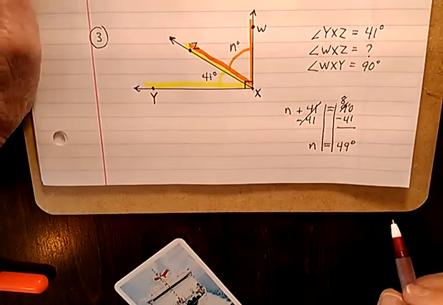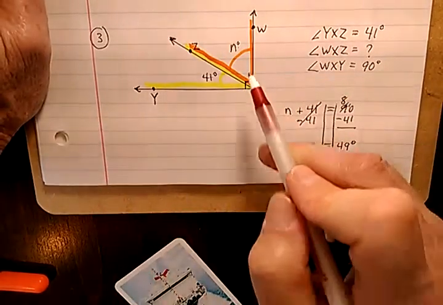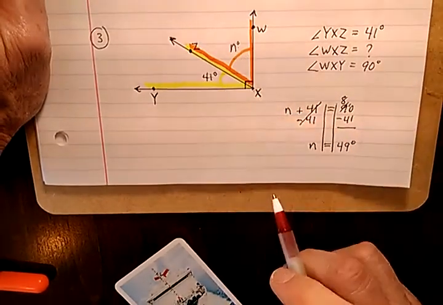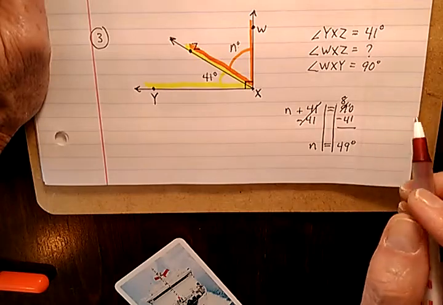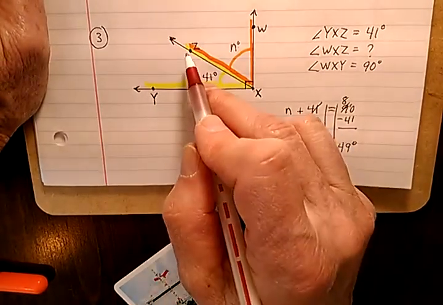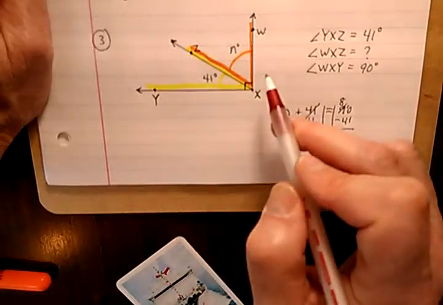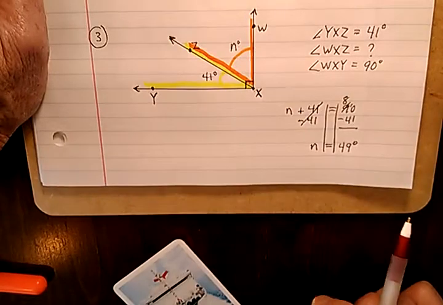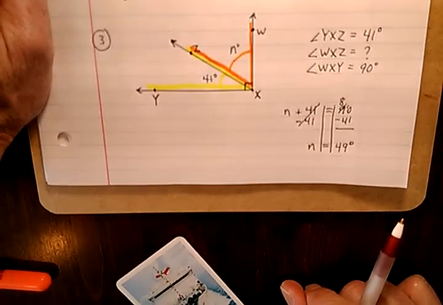So we've used the concept of complementary angles to figure out the missing angle. So we could say that angle YXZ is complementary to angle WXZ because they both add up together. They add up to 90 degrees.